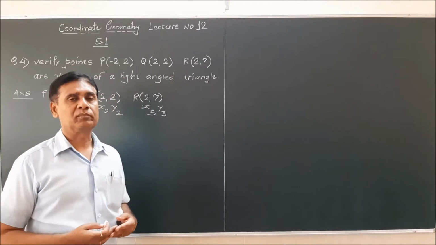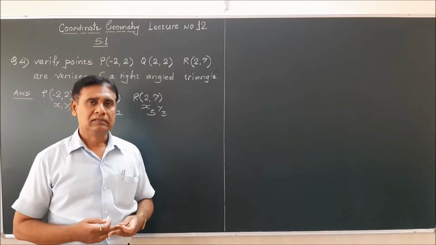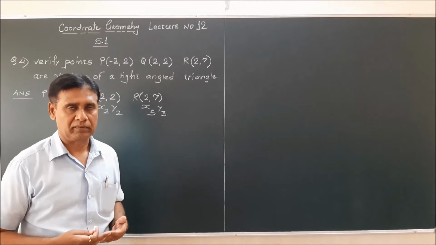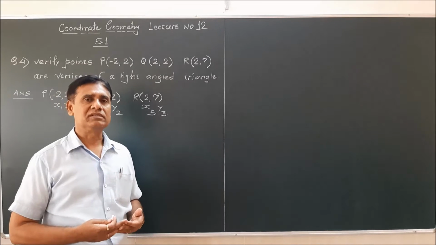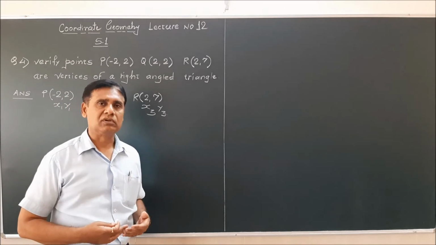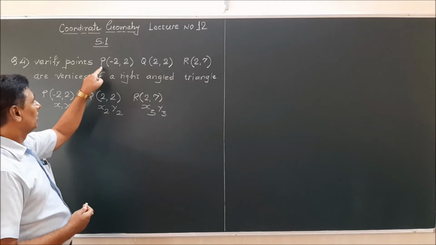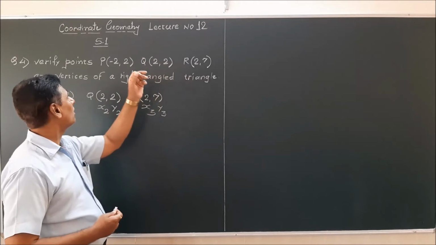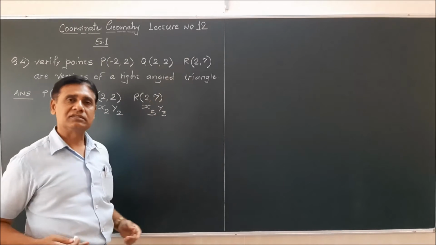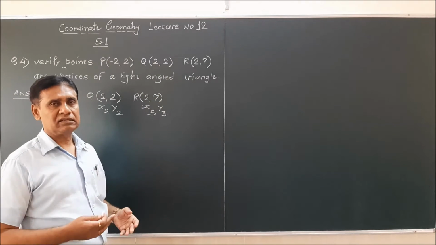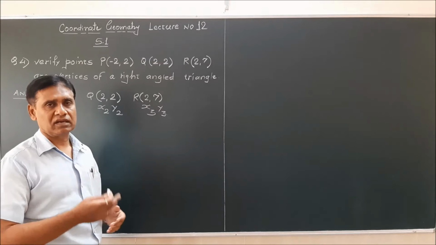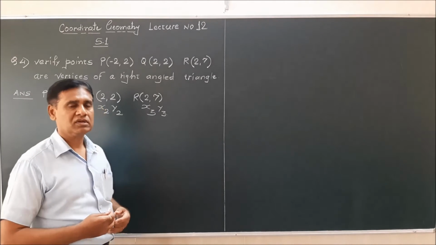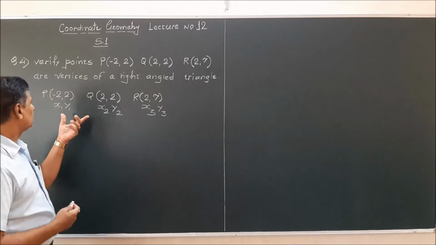Now since you all know the property of a right angle triangle, that hypotenuse square is equal to one side square plus the other side square, and the hypotenuse is always the larger side. So what I will do now is find the distance PQ, then the distance QR, and then the distance PR. Then I will see whether the square of the largest side is equal to the sum of the squares of the other two sides or not. So let's find the distance PQ first.